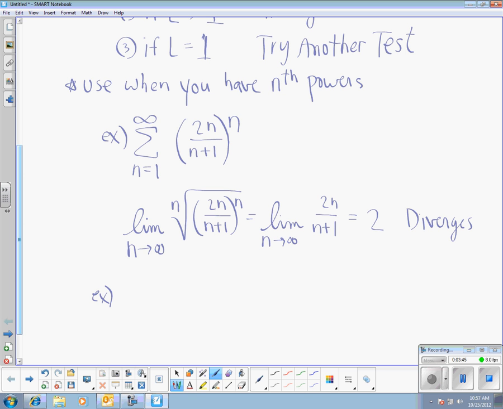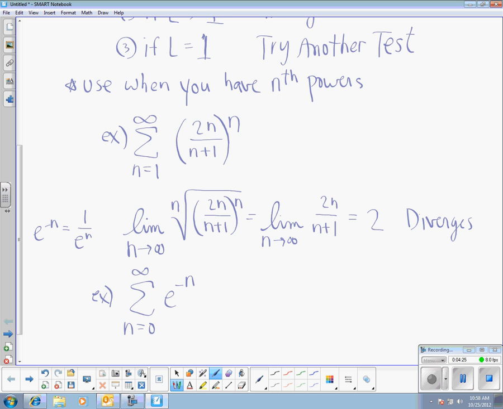Let's do one more example here. How about the sum as n goes from 0 to infinity of e to the negative n. Okay, so I see an nth power, which makes me think, hey, root test might work best. The terms are approaching 0. This is one of those things that's confusing, but e to the negative n equals 1 over e to the n. And as n gets big, those terms definitely do go to 0.